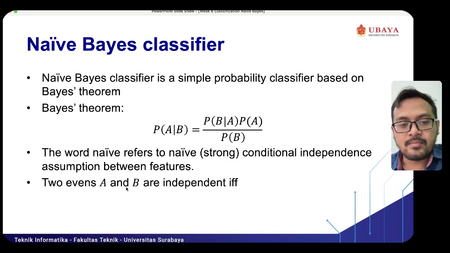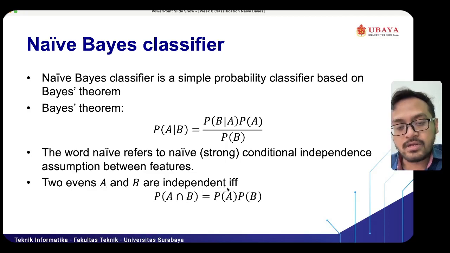Two events A and B are independent if and only if P(A given B) equals P(A) multiplied by P(B). Okay, we can just skip this equation first. I think you will understand more if we look at the example. So this is the probability in Bayes theorem.